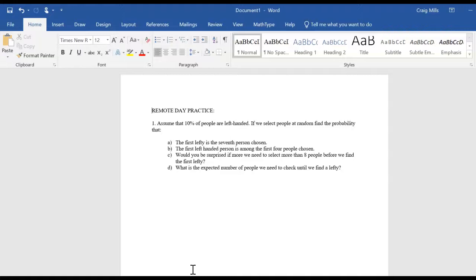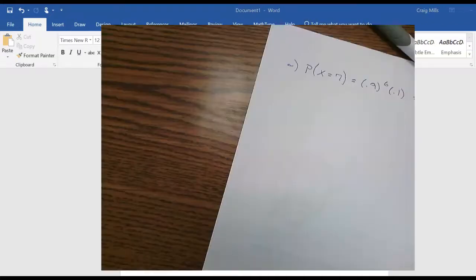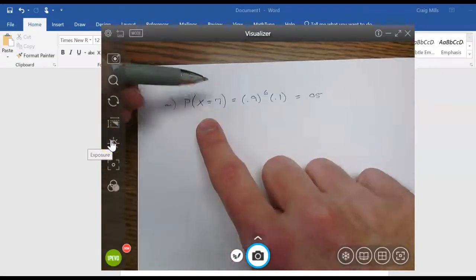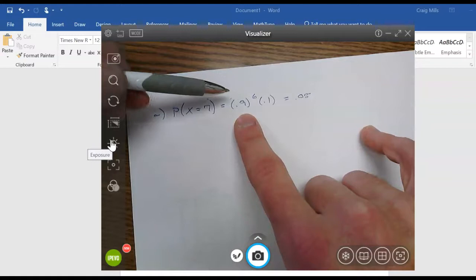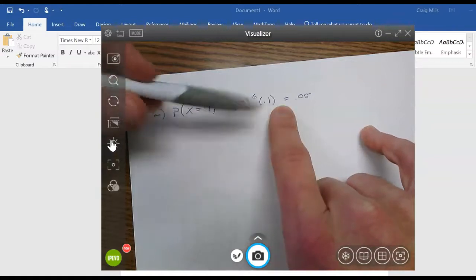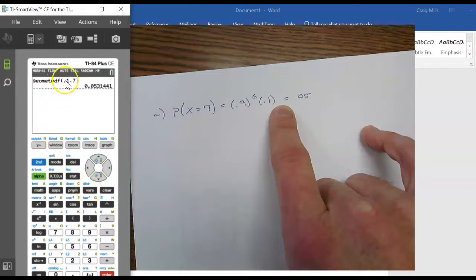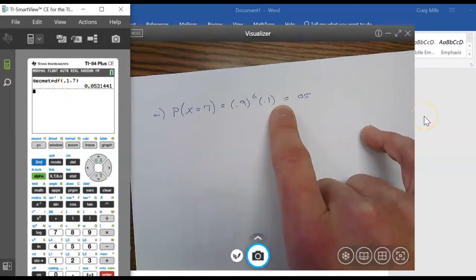So if I define X as the number of people that I have to check until I get the first left-handed person, it's going to be 7. So my calculation would simply be, what's the probability X equals 7? It would be 0.9 to the 6th power times 0.1. And I'm just going to show you in the calculator how you can do that as well. You can do a geometric PDF. That's just under 2nd vars. The probability is 0.1, and we're looking for the first success on the 7th trial. So that's one way that I can do that.